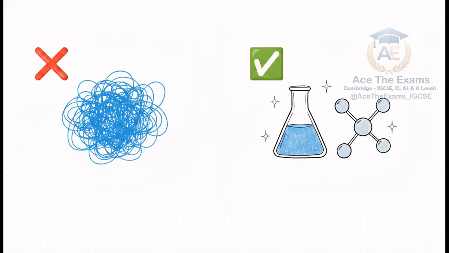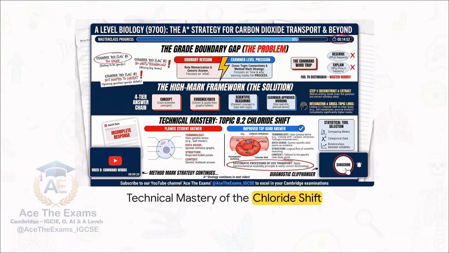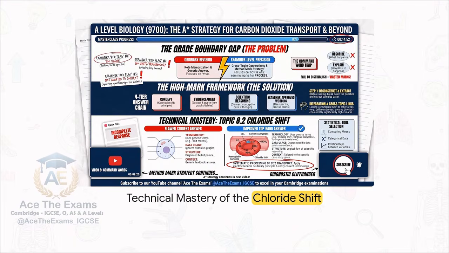Let's pivot for a second to another massive, high-yield area where precision is literally everything: managing carbon dioxide transport. The chloride shift is one of those topics that requires a really deep understanding of dynamic biological movement. Specifically, we're talking about the movement of chloride ions into red blood cells. And why? To maintain electrochemical neutrality during carbon dioxide transport. Systematically applying these core concepts is how you safely dodge the examiner's red flags for being vague.